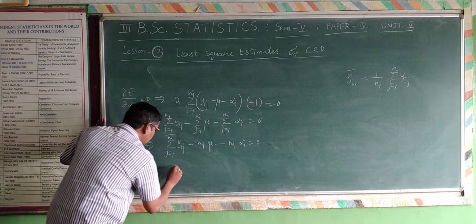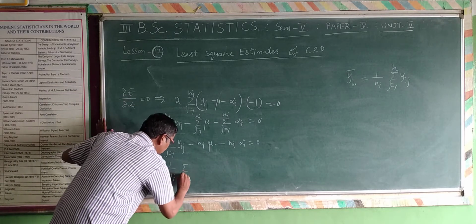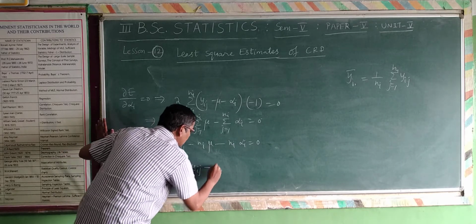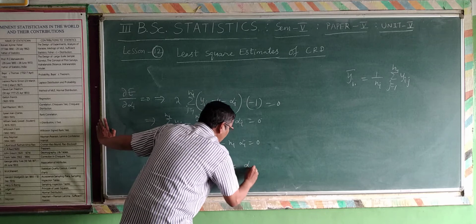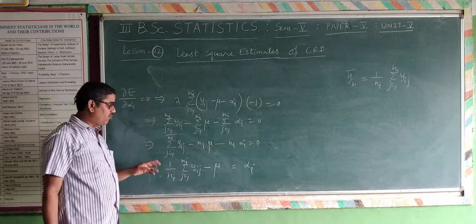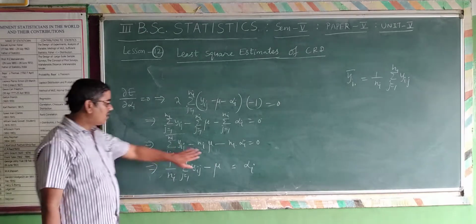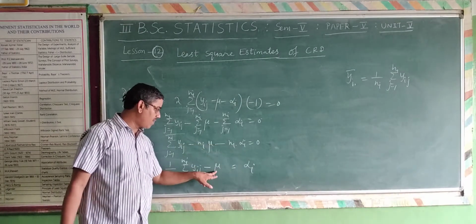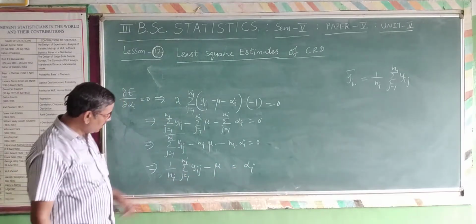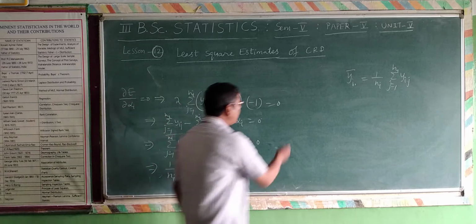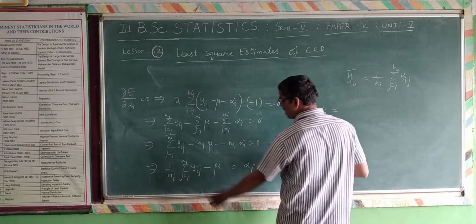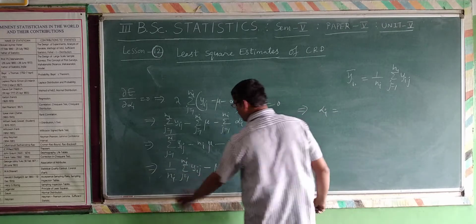So that 1 by ni summation j is equal to 1 to ni yij minus mu is equal to alpha i. So the ni terms will get cancelled in these two because we are dividing with ni. Divided by ni cancel, divided by ni cancel. Minus mu I kept here, alpha i I have taken to the right hand side. Right? So therefore, this is the value of alpha i. What is alpha i? I am writing here. Therefore, alpha i is equal to 1 by ni summation j is equal to 1 to ni yij.